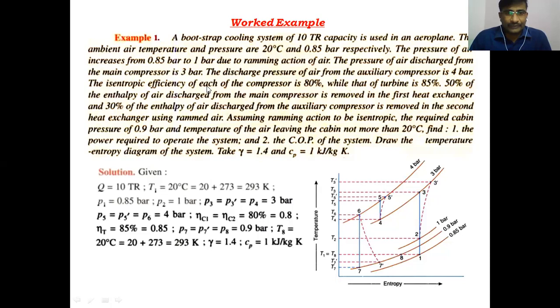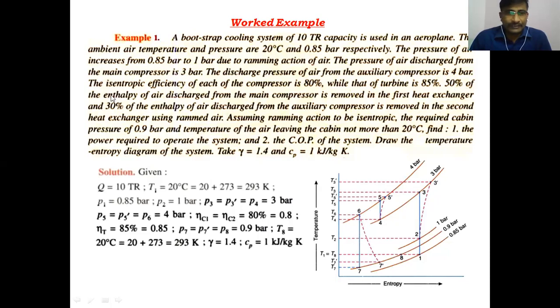The isentropic efficiency of each of the compressors is 80%. That is, the secondary compressor and the primary or main compressor efficiency are given as 80% each, while that of the turbine is 85%. This turbine efficiency is given as 85%. This is the expansion process in the turbine. 6-7 or 6-7 dash is the actual process.